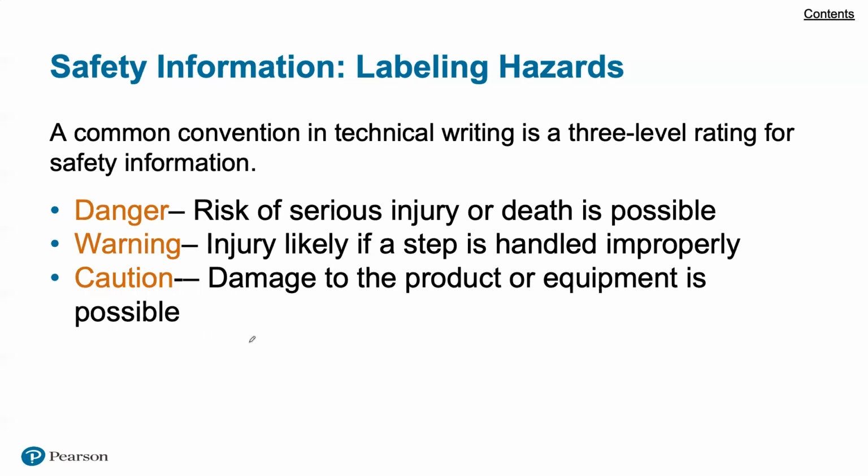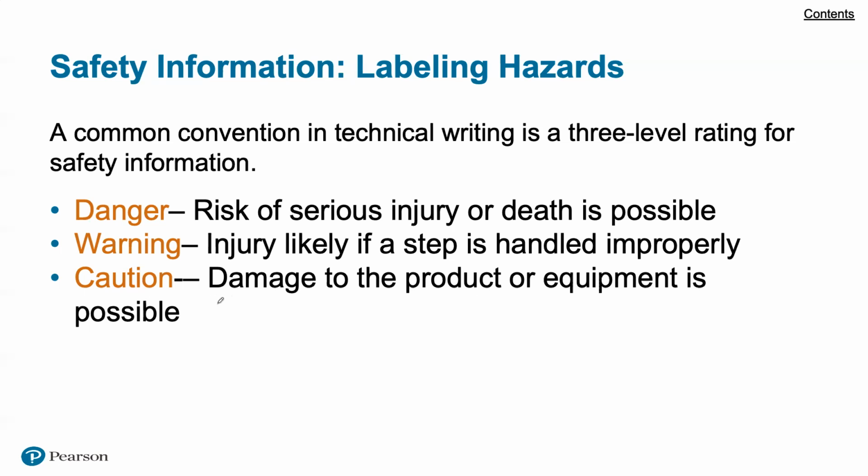You can have safety information or label the hazards. A common convention in technical writing is a 3-level rating. You can have a danger, a warning, or a caution. The most significant would be danger, where a risk of serious injury or death is possible, so you want to label that. Warning: injury is likely if the step is handled improperly, so they need to read the instruction carefully.